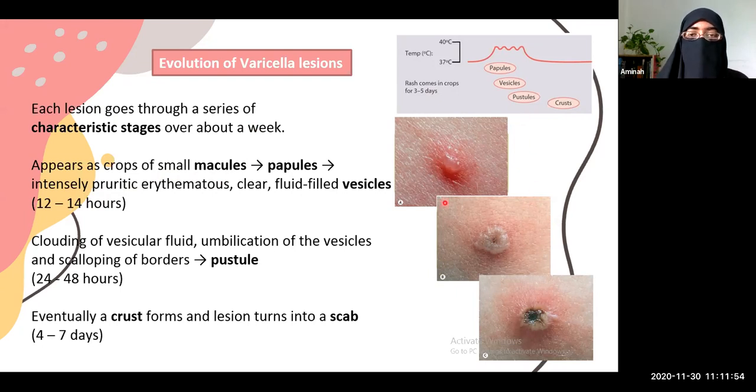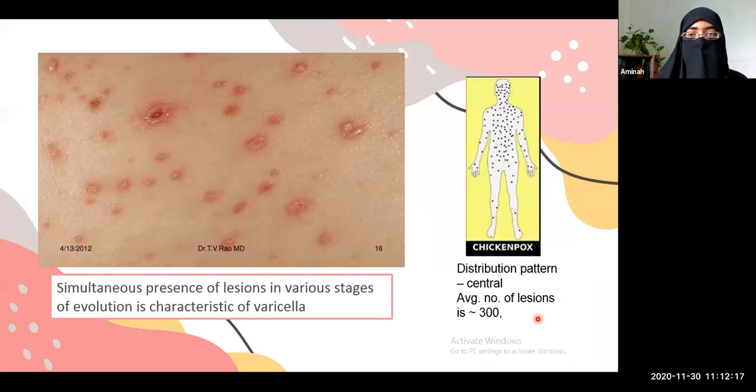After this, all these stages happen quickly, like within a day, and then the vesicle progresses to become a pustule. After that, in a few days, the pustule will dry off and a hard crust will form over the lesion, and the lesion will turn into a scab, like a wound scab, and it will fall off in a couple of weeks.